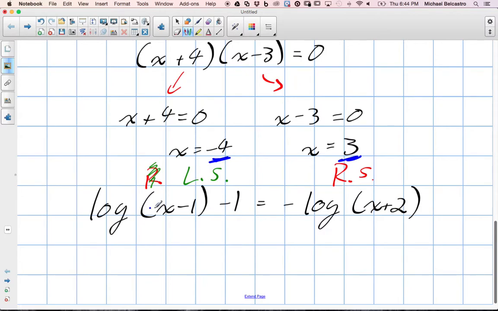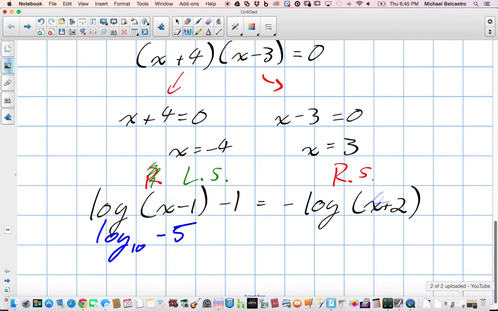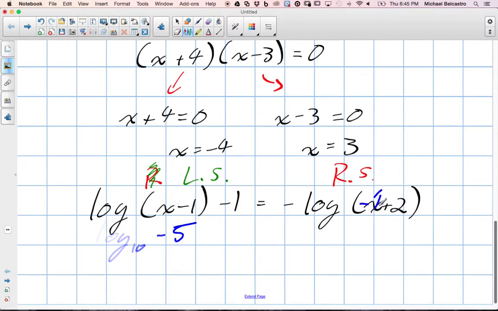When I plug negative 4 in, I'm going to get negative 4 and negative 4. And this will give me log base 10 to negative 5, which would be an undefined value. If we put it into our calculator, we wouldn't be able to find it. And the same thing would happen over here. We'd end up with the negative log of negative 2, again, an undefined value. So we can kind of deduce that negative 4 is non-logical for us. It's not something we can work with.